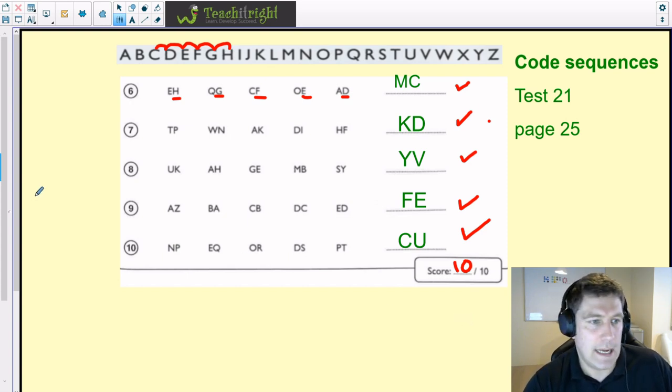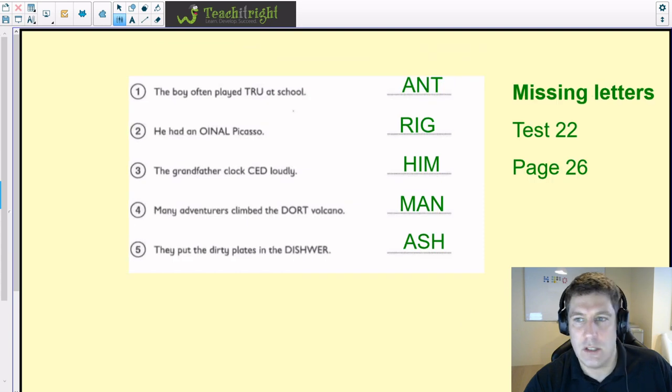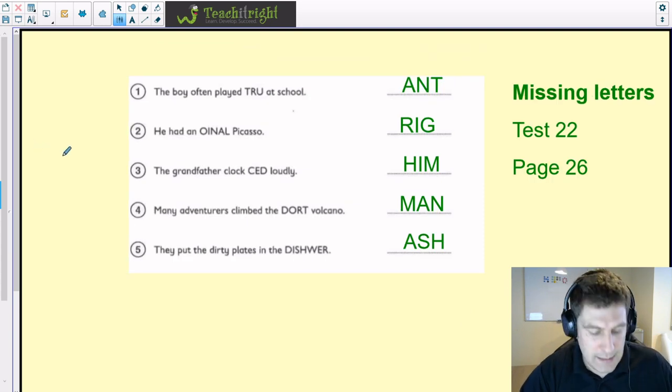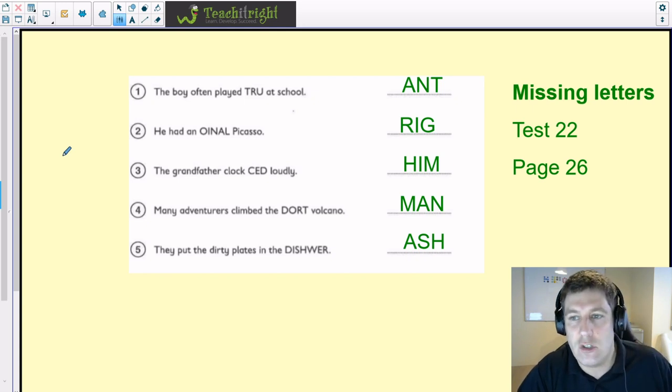Okay, let's move on now, and we're going to have a look at the next set of questions. And this is missing letters, and you need to be on test 22. So please make sure you're on test 22 and you're on page 26. Page 26. So this is all in our Let's book. Hopefully you've managed to have a go at doing these.